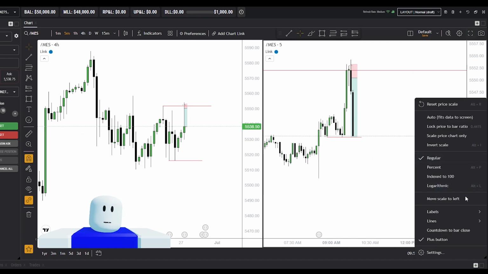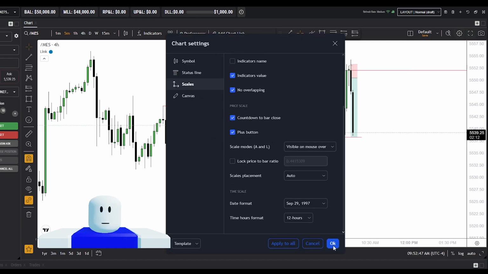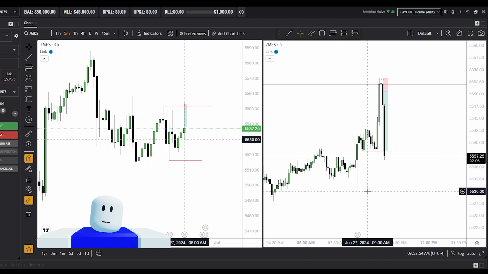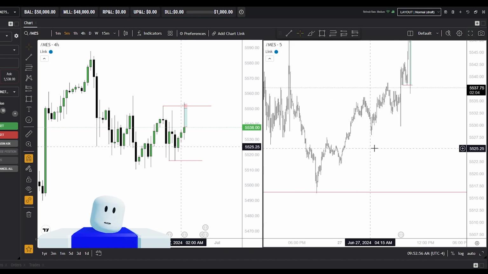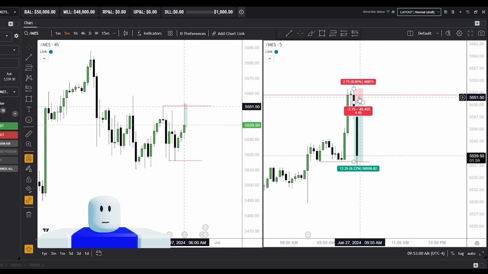Looks like price, oh, you know what? I didn't have that on. Let's count down the bar close. Yep. Okay. Beautiful. Beautiful. Sweep of liquidity right here.